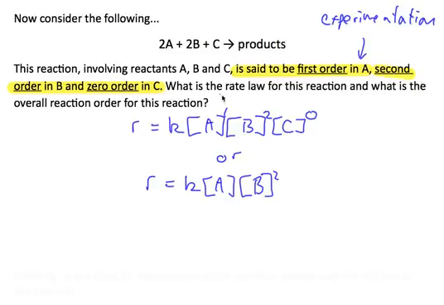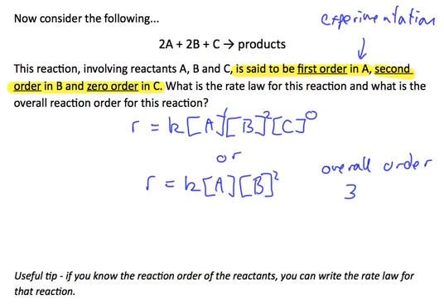So there is the reaction rate law expression, and in terms of reaction order, overall order is the sum of the exponents, and so the sum of the exponents is 3. So overall order is third order. Now, that becomes a useful tip. If you know the reaction order of reactants, you can write a rate law directly for that specific reaction, and you can determine the overall reaction order. So that becomes useful at times.